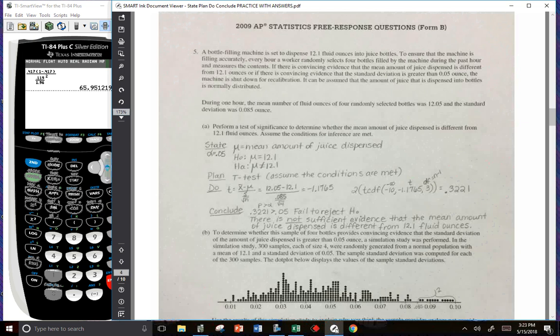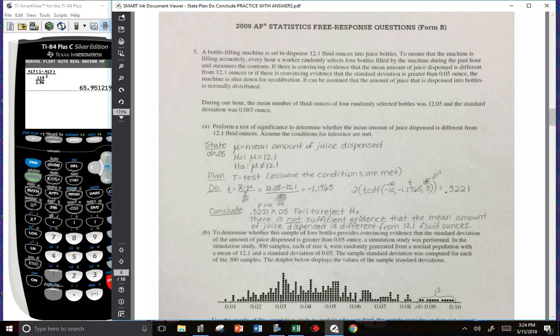Perform a significance test to determine whether the mean amount of juice dispensed is different from 12.1 fluid ounces. Assume the conditions for inference are met. Anytime it says that, under the plan, you name the test and say they're already met, and you move on with your life. You don't have to list them all. That's the most beautiful thing ever. But back to the state, you still have to do all the state, okay?